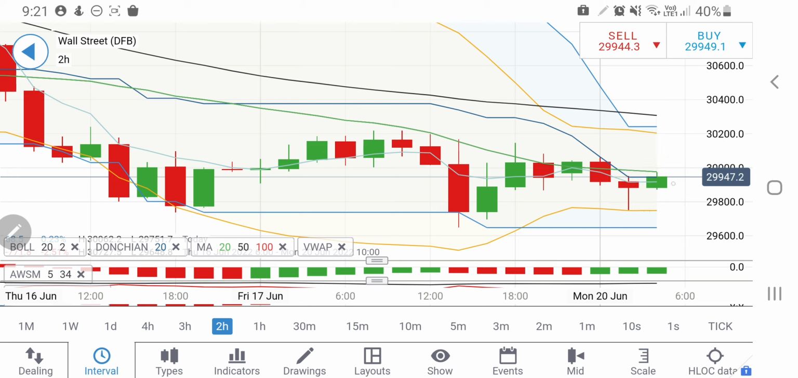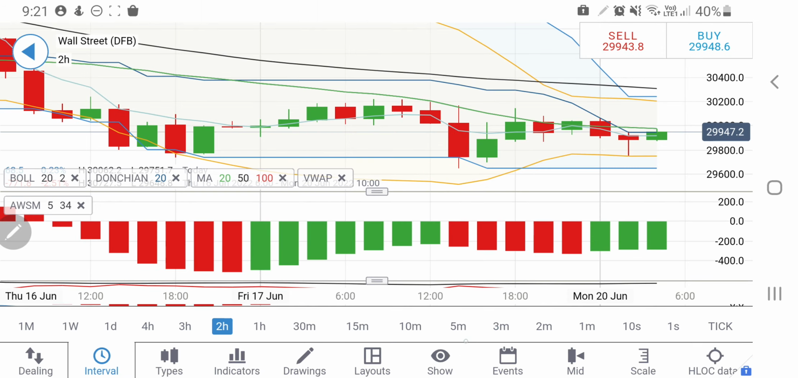a sharper rise. Till the time, as I said, see this is also the bottom of the bands there, which gives a stronger support at 29,750. If it trades below 29,750, go short there.